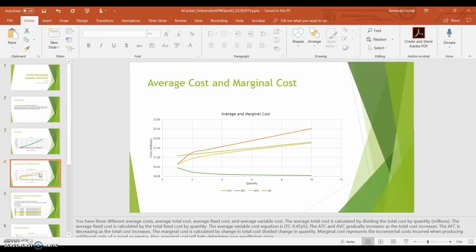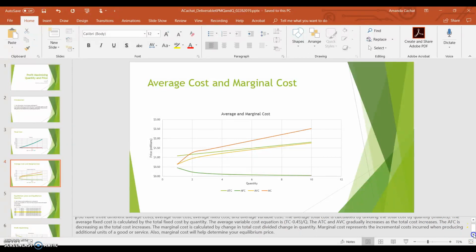The average total cost and the average variable cost gradually increases as the total cost increases. The average fixed cost is decreasing as the total cost increases. The marginal cost is calculated by change in total cost divided by change in quantity. Marginal cost represents the incremental cost incurred when producing additional units of goods or services. Also, marginal cost will help determine your equilibrium price.